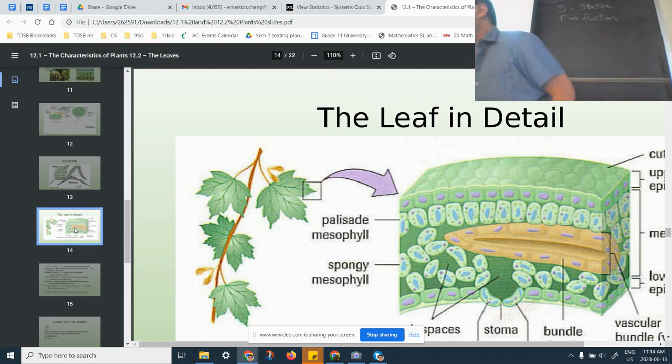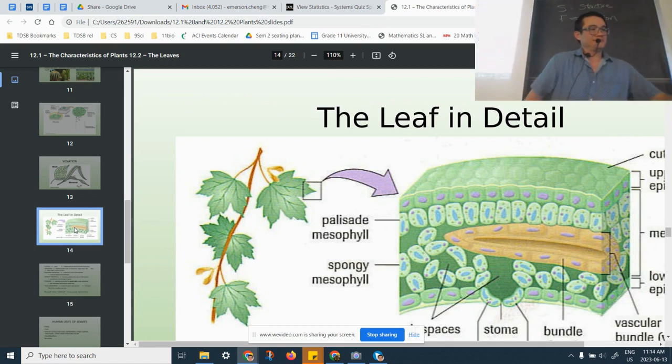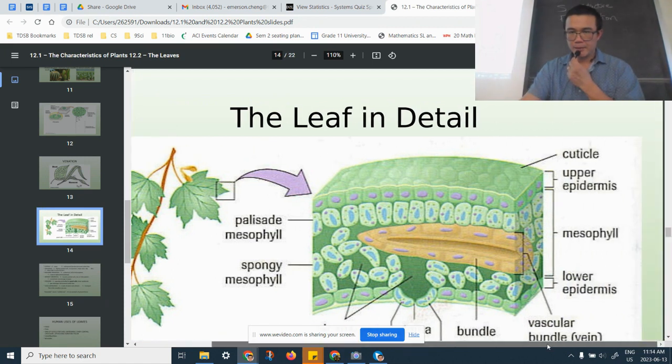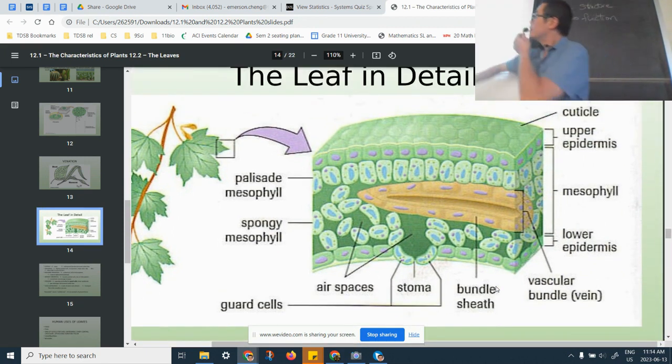Now, if you look at the diagram here, top part of the leaf, bottom part of the leaf. We talk about the cuticles, we talk about the epidermis, we talk about palisade mesophyll, photosynthesis, and preventing water loss. Now, down here, let's start with the stoma.